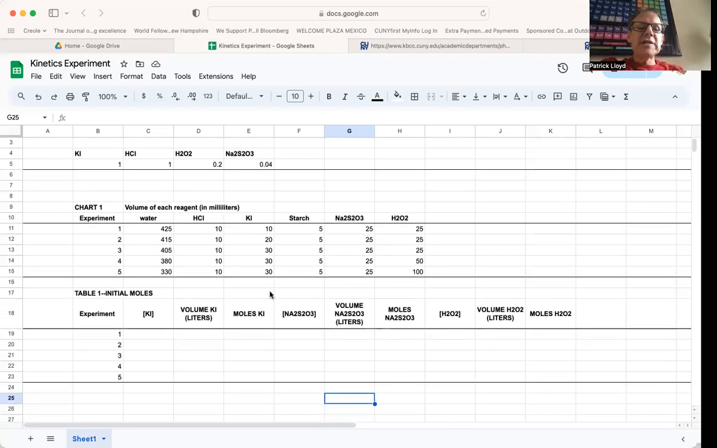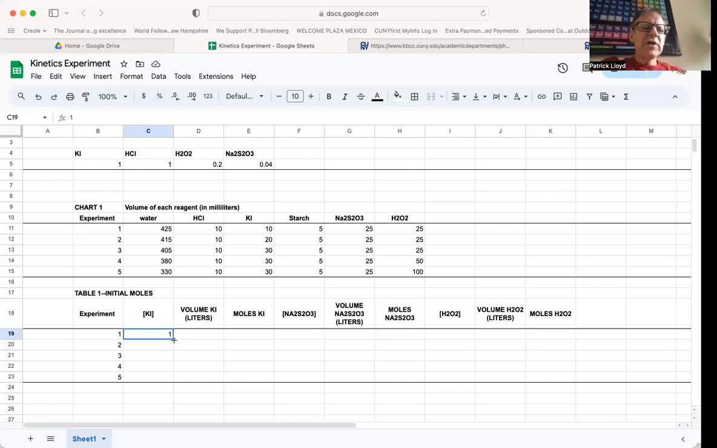Now, what I've also done is I've written up here table one, which is initial moles. So this is your first table that you'll be doing calculations for. And the way we're going to do this is we're going to do these calculations here. The first column here is the experiment number. The second column is the concentration of KI. So that's this number right up here, right? It's one molar. It's actually 1.0, but we'll just write it as 1.0 and then it'll display it as 1.